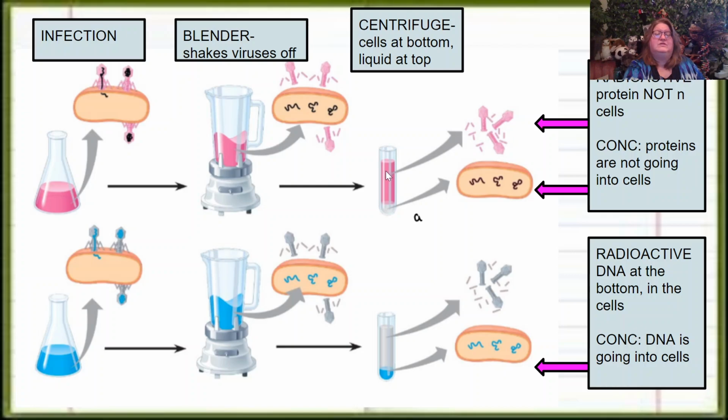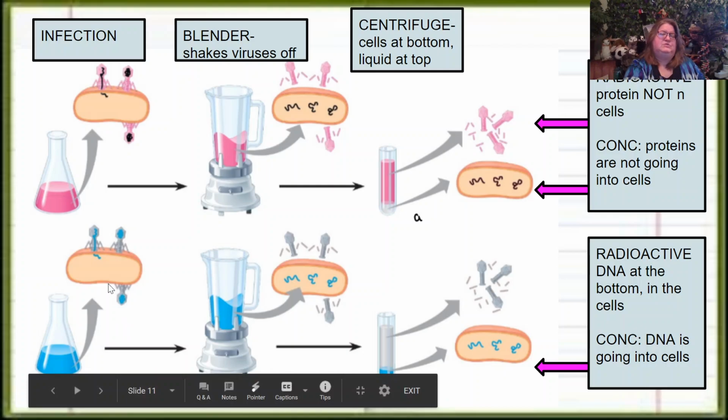And so they could just measure, where do I see the radioactivity? They're going to see the radioactivity in the liquid, but not in the cells. And then their conclusion was that the proteins are not going into the cell, it's the DNA. The next batch, we're going to look at the radioactive DNA.